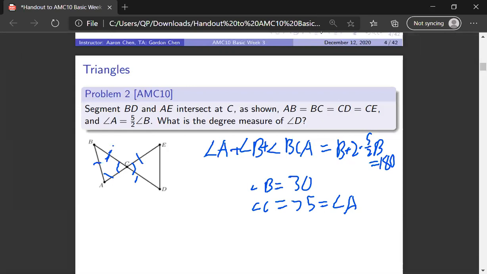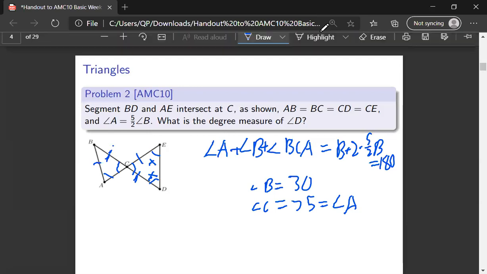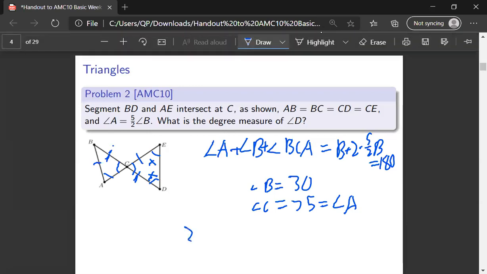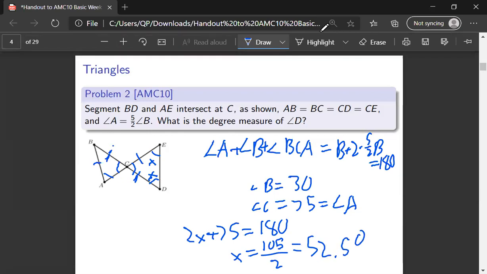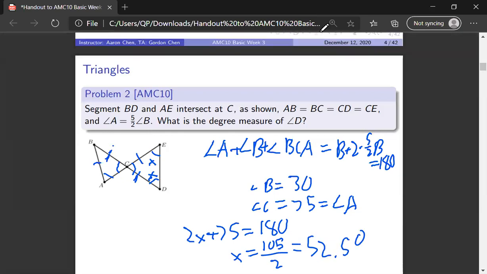Now you have that the measures of angles D and E are congruent because, like triangle ABC, triangle ECD is isosceles as well, with EC equals CD. So angle E equals angle D equals x. And so 2x plus 75 equals 180, so x equals 105 over 2, which equals 52.5 degrees. All right, are there any questions?